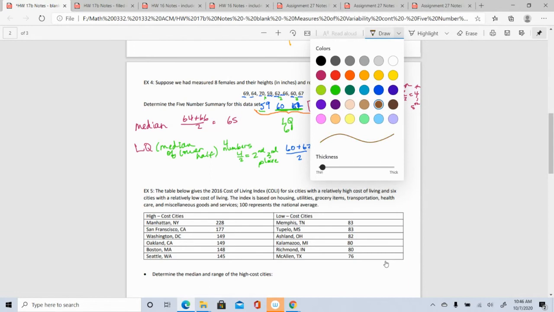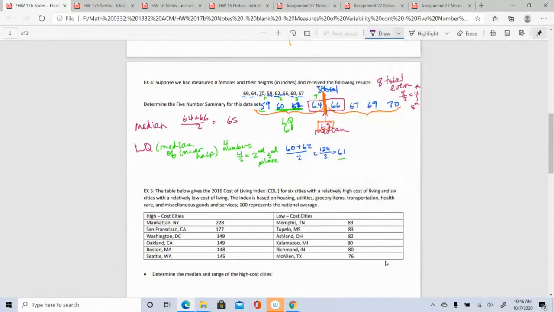Now you're going to do the same thing with the upper quartile, so this should go a little faster for you. Upper quartile, we're doing the same thing. We've got 4 numbers. We're going to take the median of the upper half. Which means if I couldn't tell what it was, I would do 67 plus 69 divided by 2 to find it, but you're going to get 68. 68 is right in the middle of those.